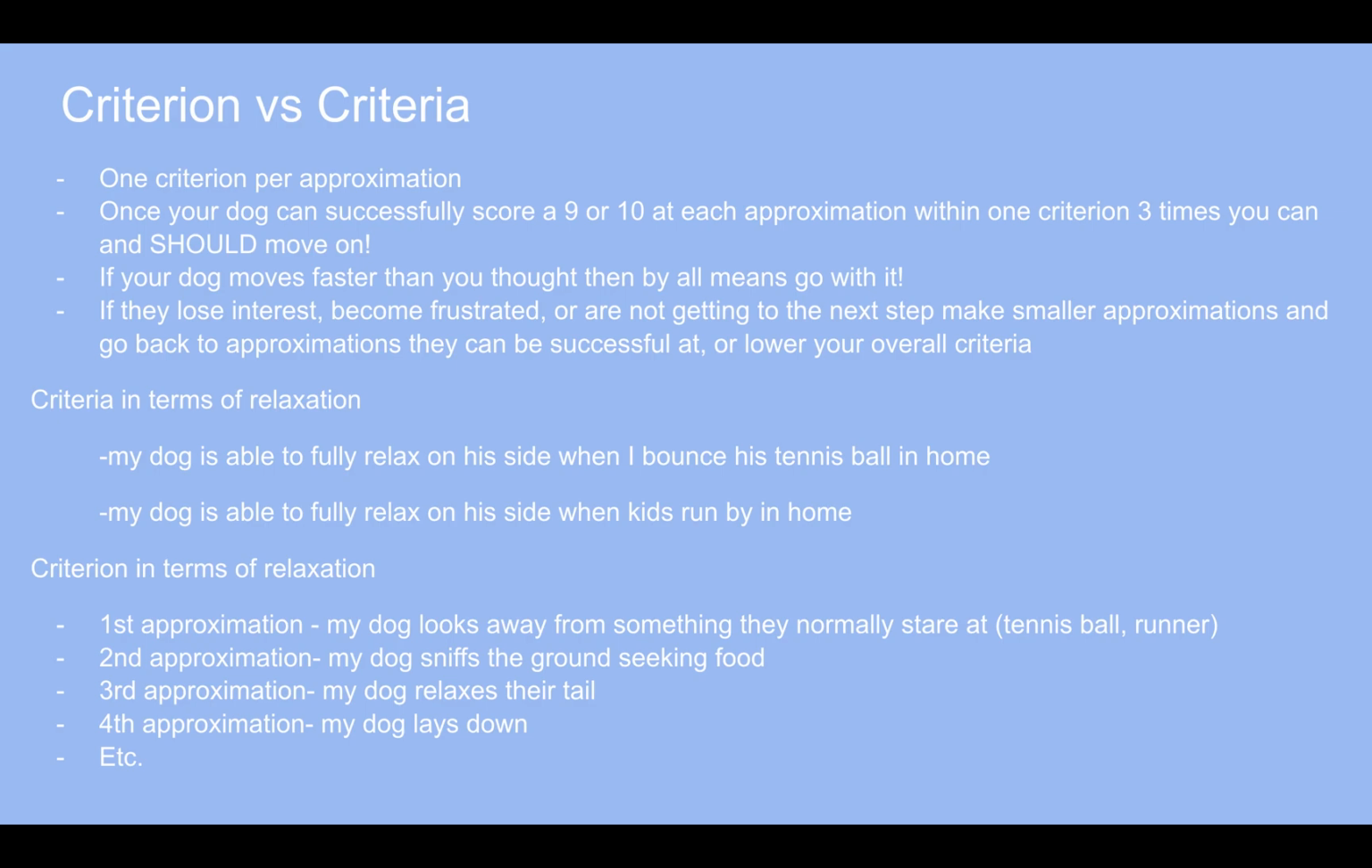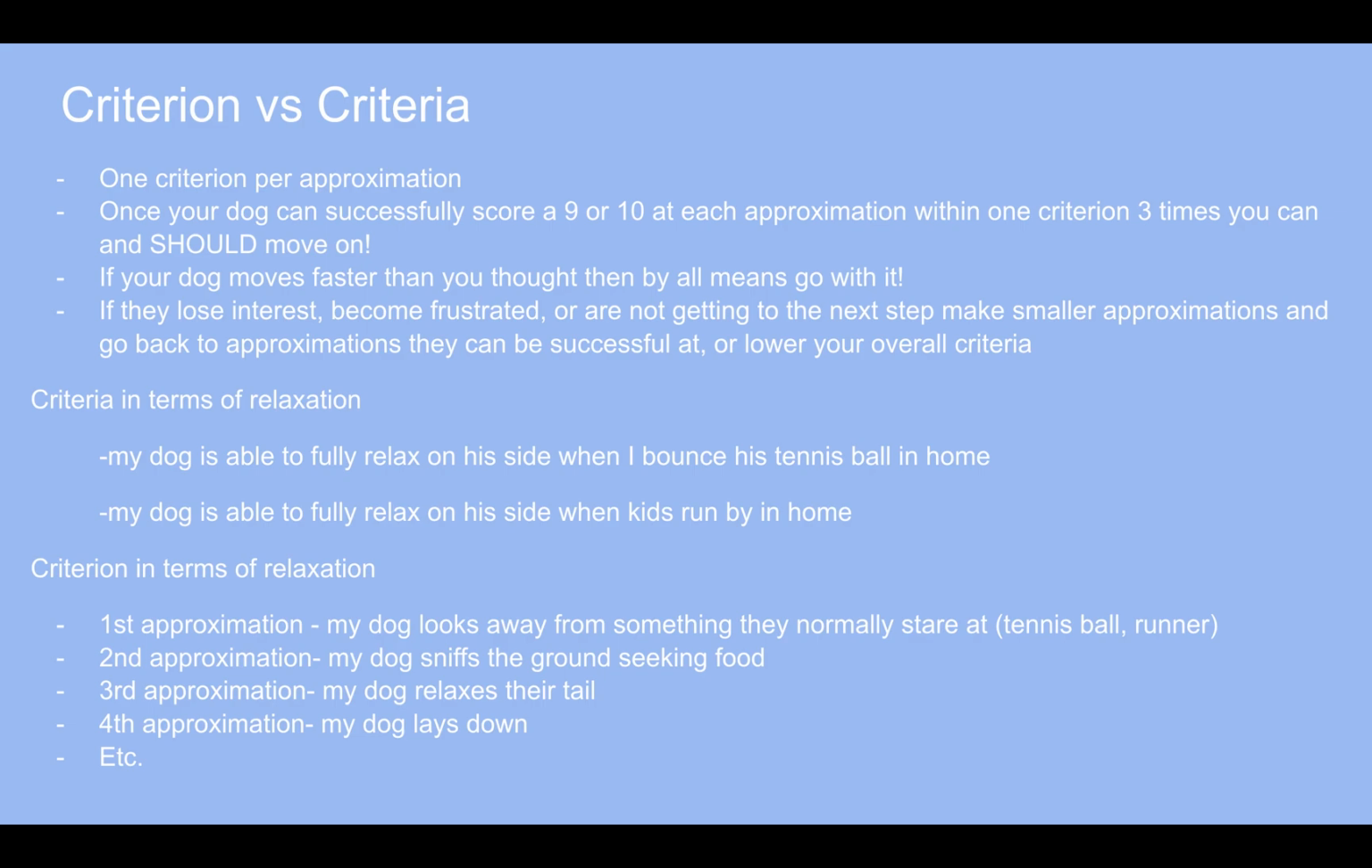My dog is able to fully relax on his side when kids run by in the home would be another example, same thing. But if we're breaking down little criteria, first approximation, my dog looks away from something they normally stare at. So in this first case, my dog is able to fully relax on his side when I bounce his tennis ball in the home. So my first criterion, I bounce the tennis ball and I'm waiting for my dog to look away. That's my first step. My second step might be I'm bouncing the ball, my dog sniffs the ground. I'm waiting him out for the sniff.